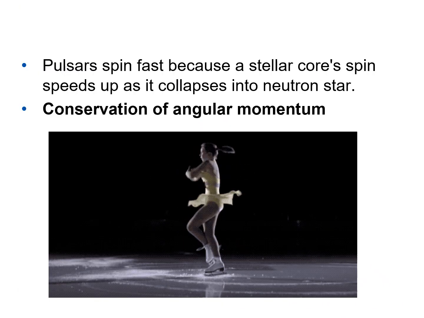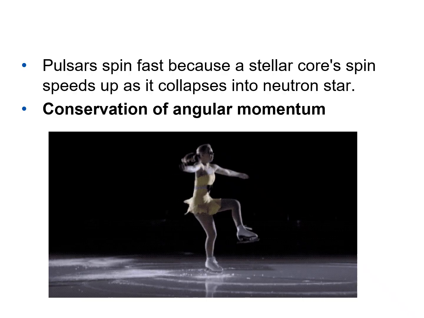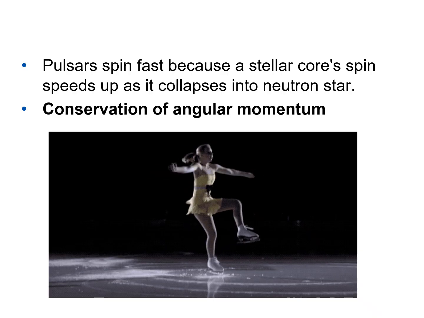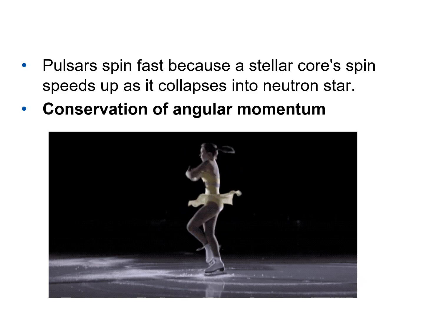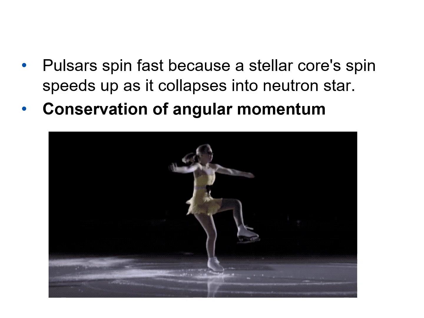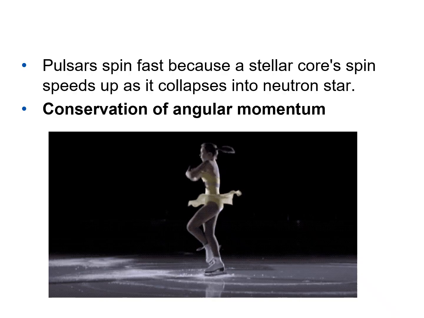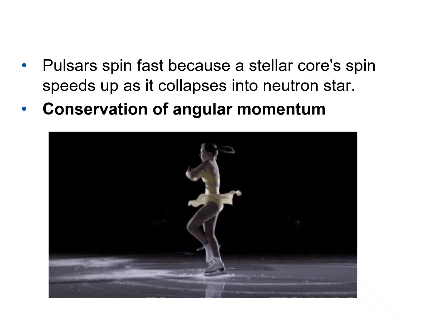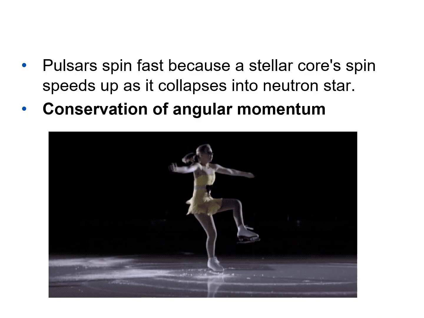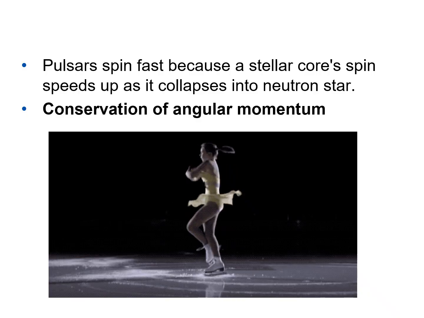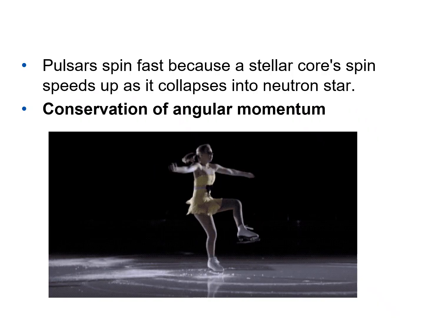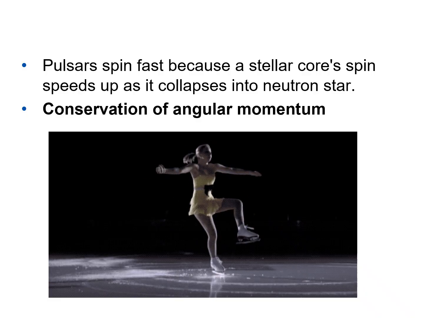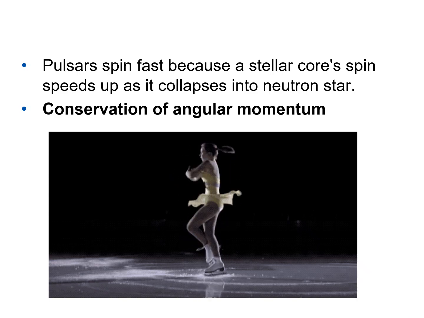Pulsars spin very fast, sometimes many times per thousandth of a second, or per hundredths of a second at least. They spin fast because a stellar core's spin speeds up as it collapses into a neutron star. It's a good example of conservation of angular momentum, and this relates to the figure skater who is spinning, and then she pulls her arms in, and by conservation of angular momentum, as her size decreases, her speed increases. And that's what happens immensely when a core of a star contracts down to just a few miles across. Maybe when it was a star, it was rotating every month or two, and now it'll rotate many times per second.